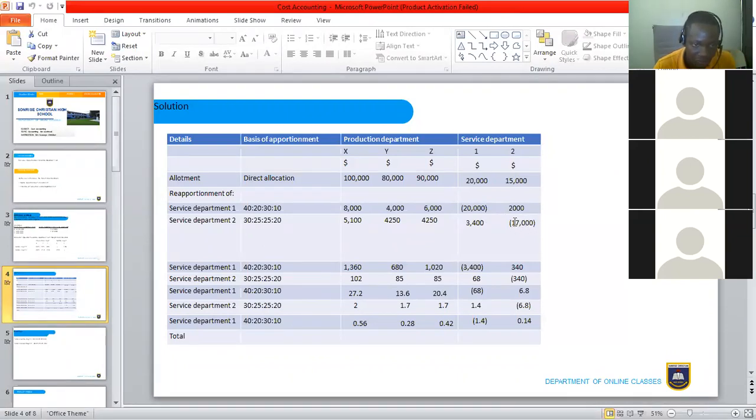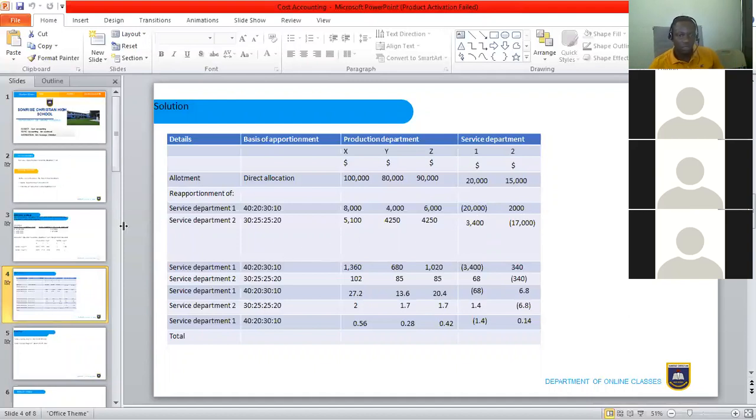That's how we came about 17,000 here. 15,000 plus 2,000 will give us 17,000. So now we have to reapportion 17,000 because it also falls under the service departmental cost. Okay, so we need to reapportion 17,000 using the figures that have been given to us in the question.